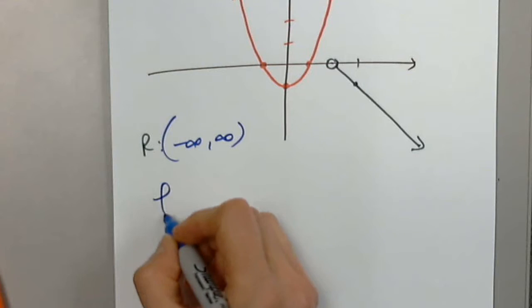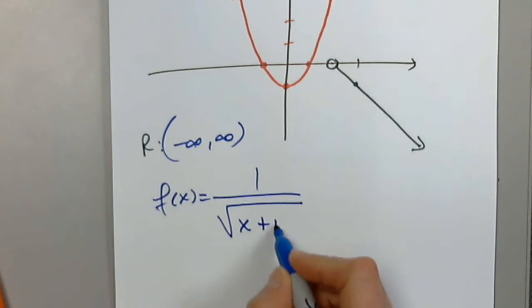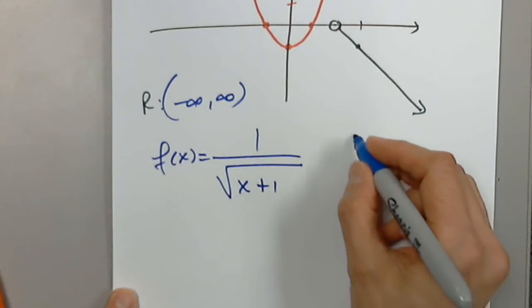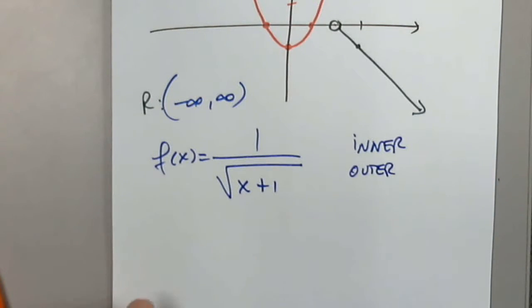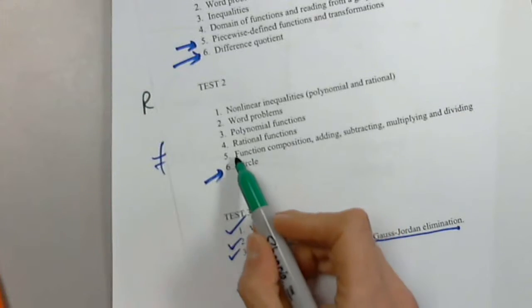So here it is. Let's say f of x equals 1 divided by the square root of x plus 1. I want you to find two functions, inner and outer, to decompose this. I want to decompose it into an inner and outer. What kind of problem is this again? Function composition. So it's this one.